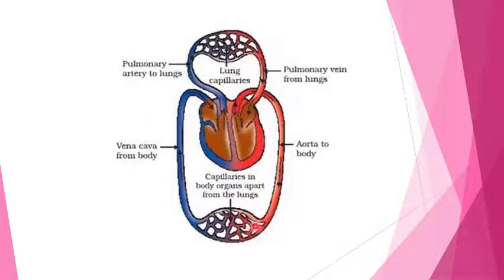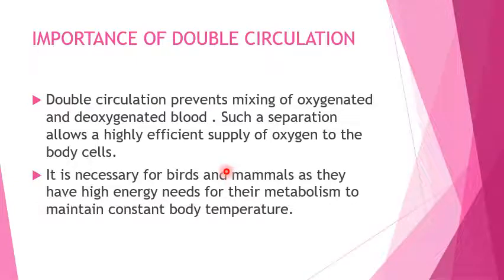So this is what is called double circulation, the pathway of the double circulation, the various pulmonary artery and veins which are involved. You have to learn it very carefully. Next, a very important question of your NCERT, that is the importance of double circulation. What is the importance? Why is it necessary?